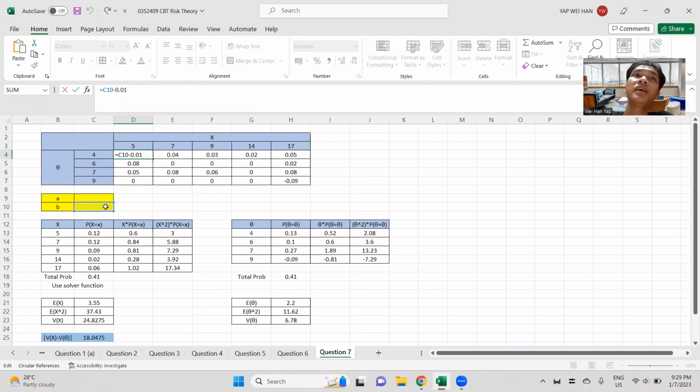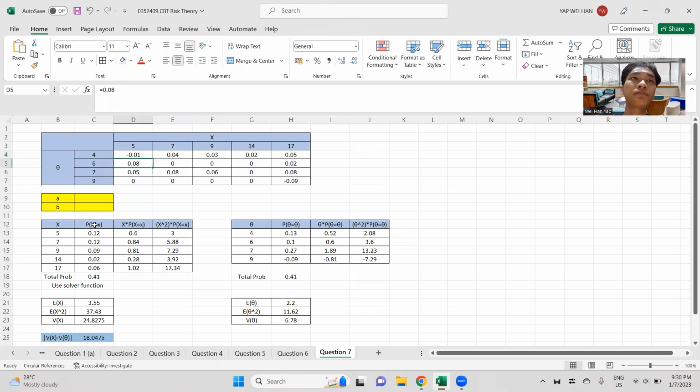Why am I using C10? Because I actually don't have any value of b, so I just assume a cell is the value of b. Later I'm going to use the Solver function to work backwards, so we can solve that. So all the formulas hold the corresponding probabilities there.